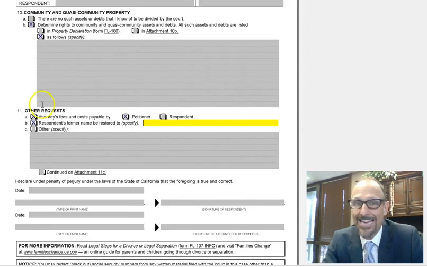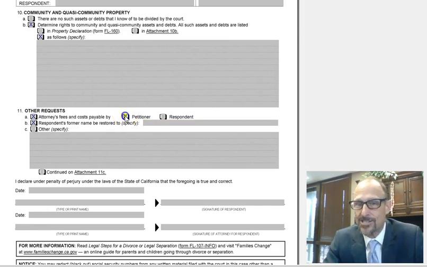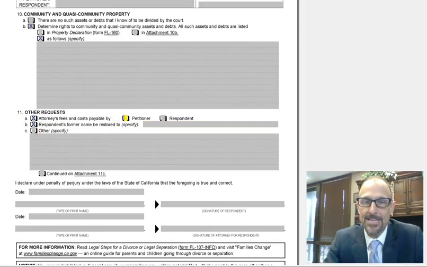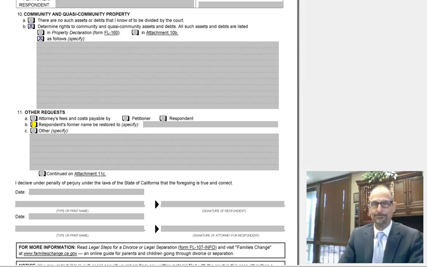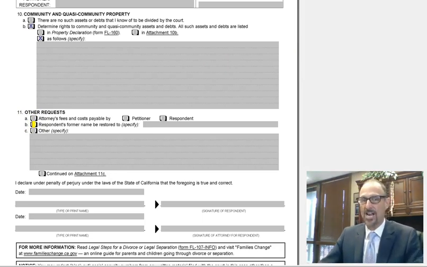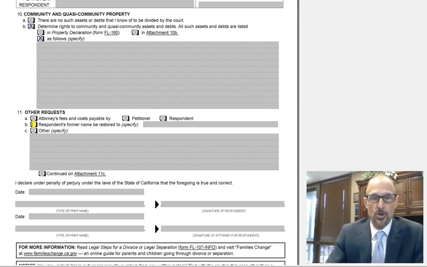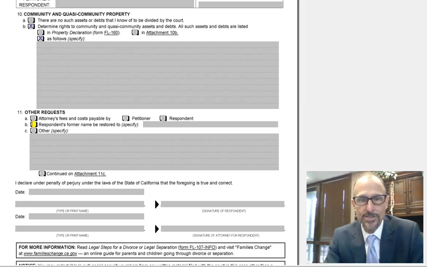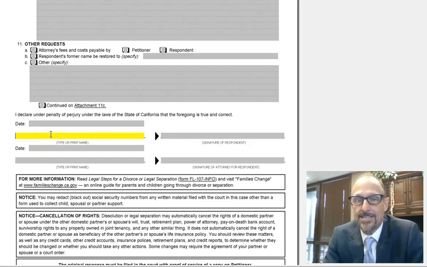All right. If you have anything other that you want to list in here, and there are some things that attorneys put in there, I don't typically put anything in there. But if there's some other straggling issue or item, you can put it in there as another request, as other requests. Then you are going to date it, and you're going to write your name where it says type or print name, and you're going to sign to the right where it says respondent.